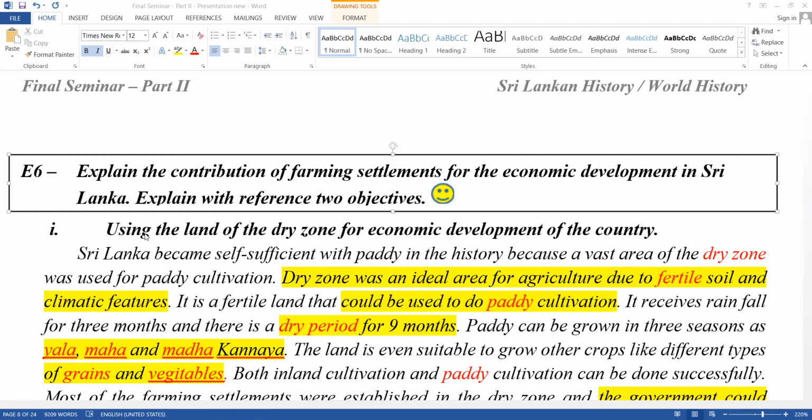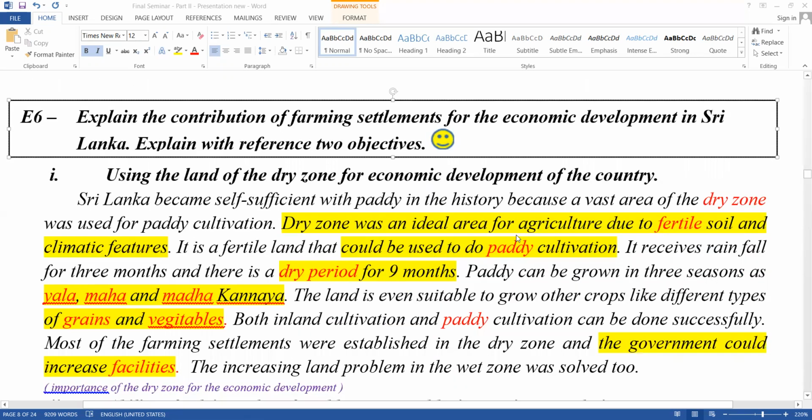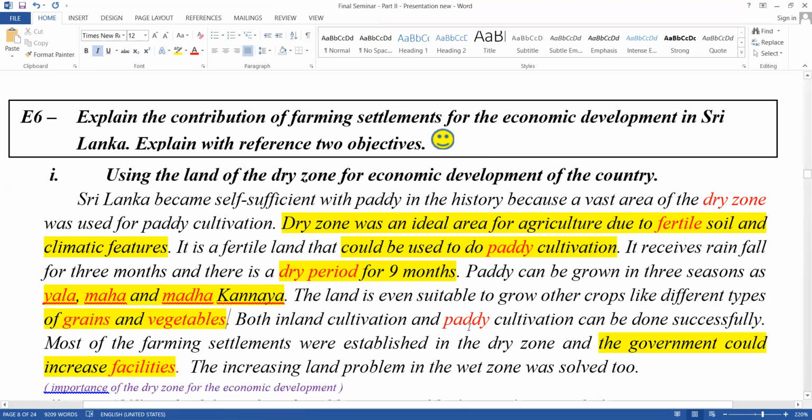Okay. So here, using the land of the dry zone for economic development. Why is the dry zone important? The dry zone was an ideal area for agriculture due to fertile soil and climatic factors. It could be used for paddy cultivation. There is a dry period of 9 months. They could cultivate paddy, in the Yala and Maha methods, and even grains and vegetables; everything you can grow there. Even paddy. The government could increase facilities here.